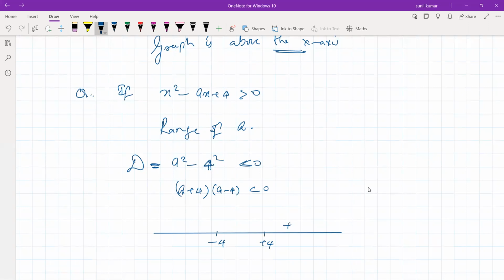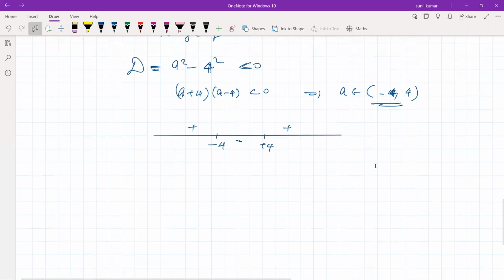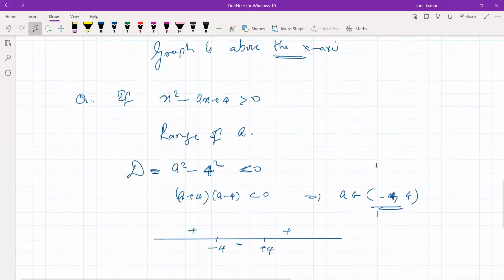Answer in curved brackets, because -4 and 4 will not be the values. So a belongs to the open interval (-4, 4). Yes. Now, the idea will be gained. So we will discuss more problems later. Before that, let me give some examples.